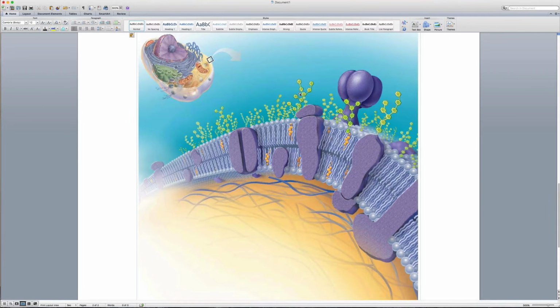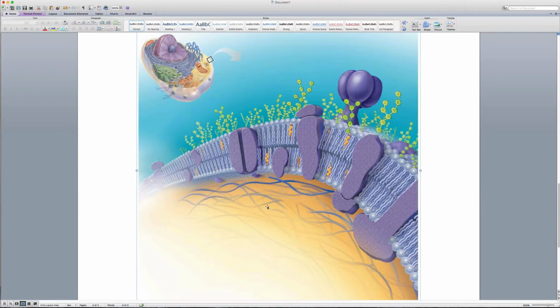Where are the integral proteins? Where's the polar region of the phospholipids? Identify the polar region of the phospholipids. Identify the peripheral proteins. So we have peripheral proteins, and the integral proteins you should know. Again, make sure you're able to identify the polar region of the cell membrane and the hydrophobic region, so the polar and the non-polar regions of the cell membrane.